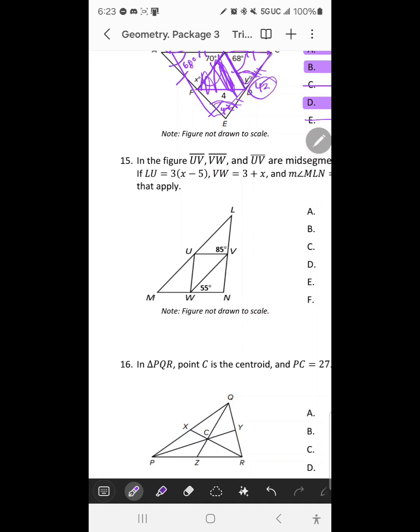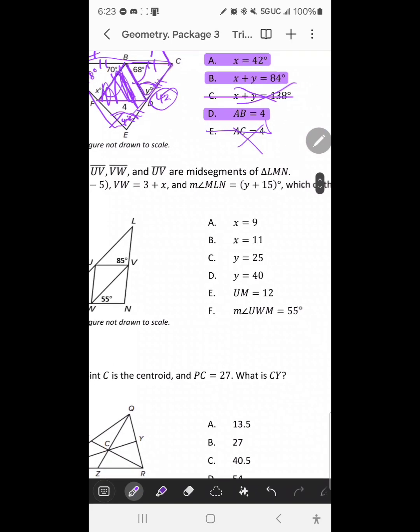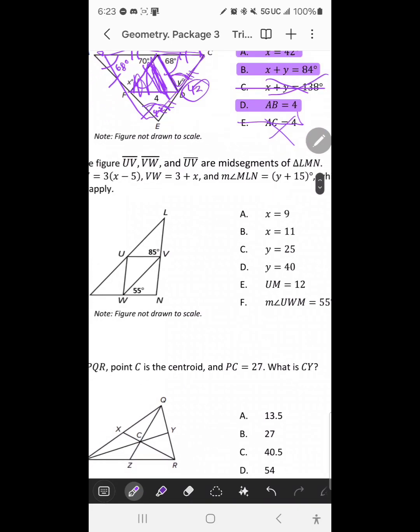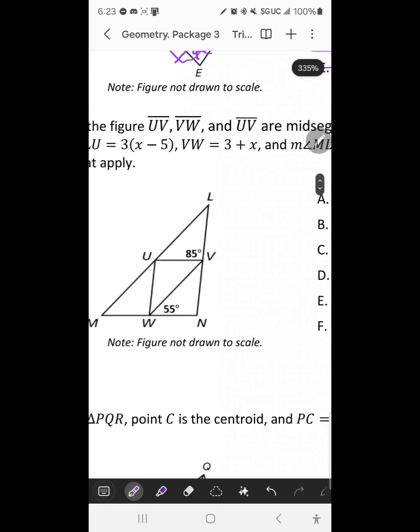So next, 15. In the figure, UV, VW, and UW are midsegments of triangle LMN. Okay, I'm going to suppose these are the ones, because one is repeated or whatever. So this side goes to this side, this one to this one, to this.